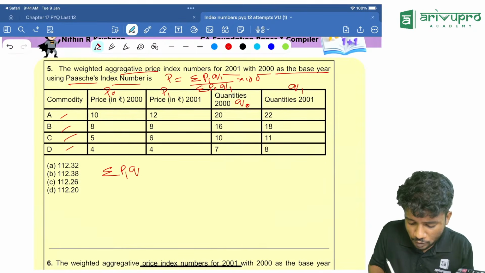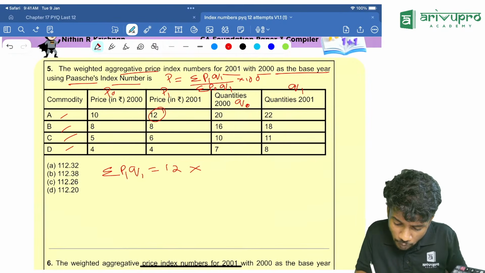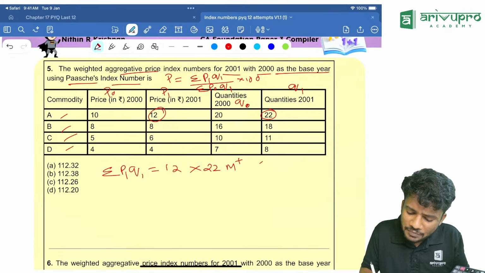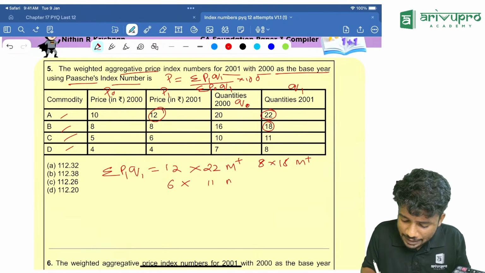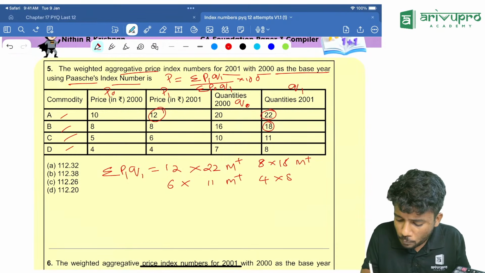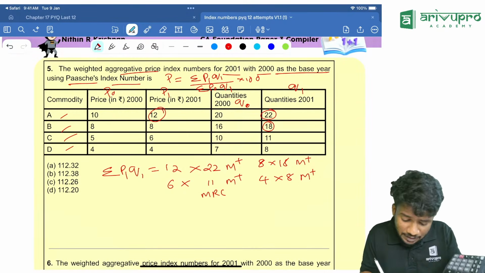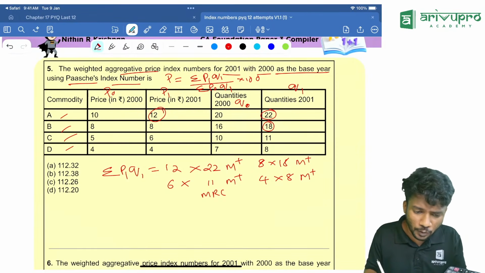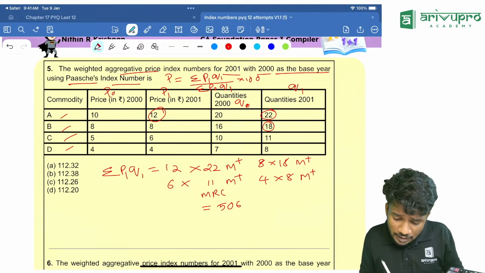Sigma P1 Q1 is nothing but P1 value is what? 12 into Q1 value is what? 22. M plus, take your calculator, please do that. Then 8 into 18. M plus, then 6 into 11. M plus, then 4 into 8. M plus. Finally, you click MRC, then you will get the value for sigma P1 Q1. Sigma P1 Q1 is how much? You are getting it as 506. Correct?